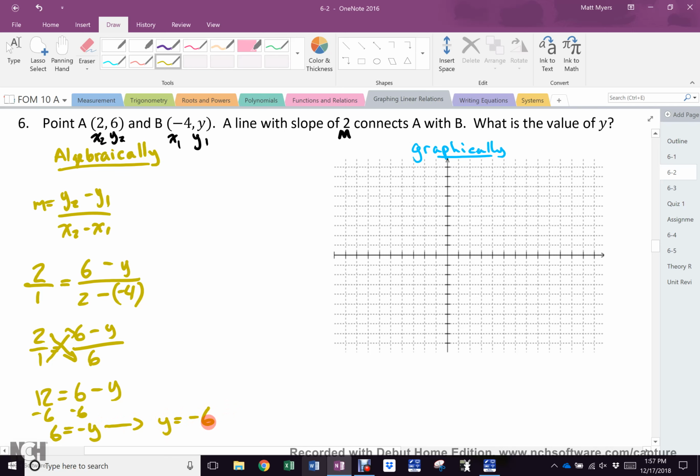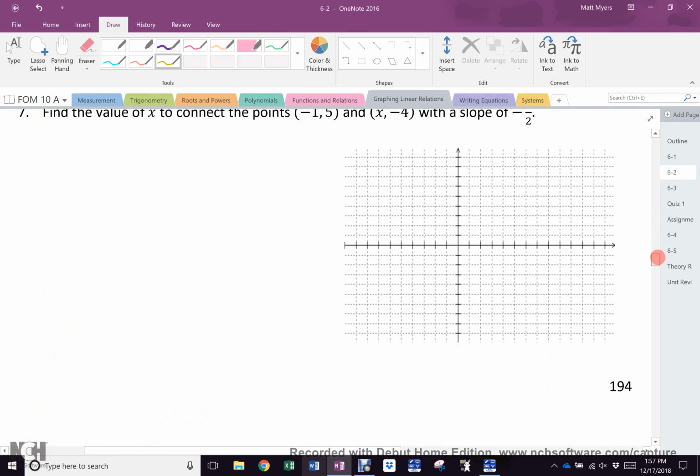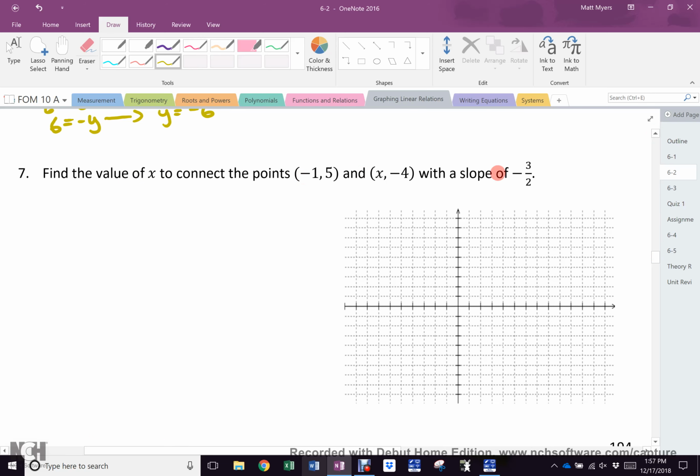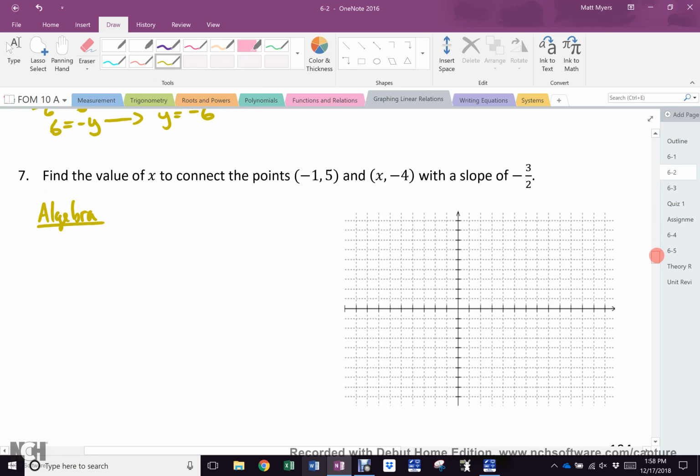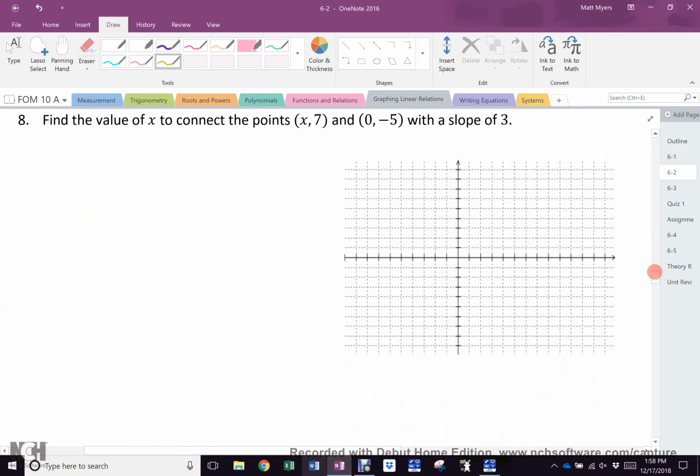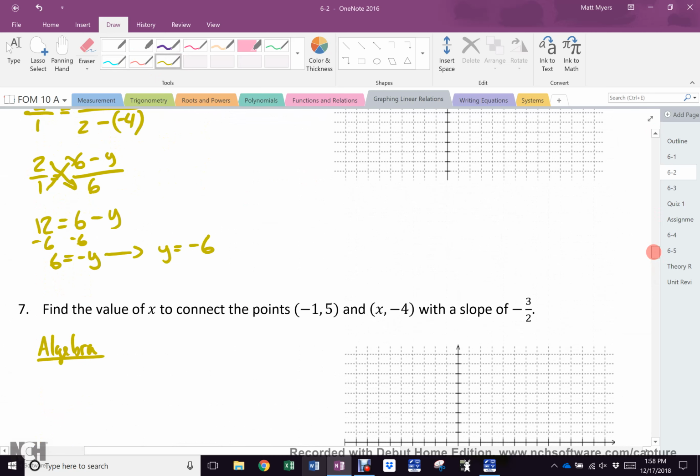Negative 6. Is everybody good? That's algebra. Is everybody good with it? Yes? Prove it. Go to the next question and do this one with algebra. And after you do that one, go to number 8 and do that one with algebra. Then we're going to go back and talk about all 3 graphically.